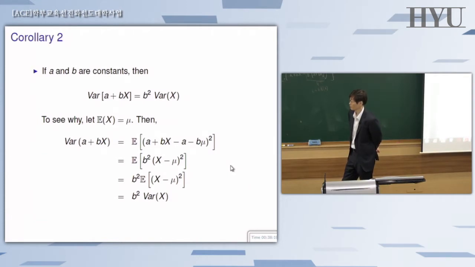But then the same a's, first you add it and then subtract it. It's the same thing as not having it to begin with. And what's remaining is b times x minus b times mu.